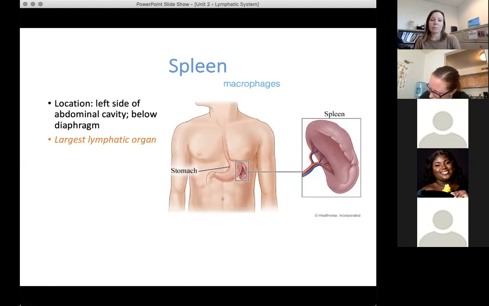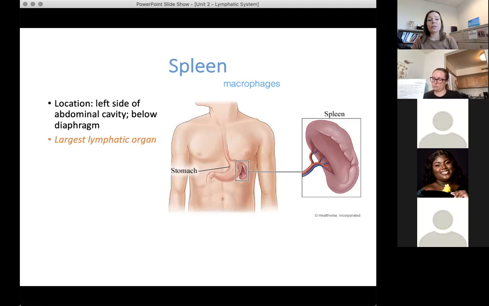It's one of the organs that's most likely damaged because it is a soft organ. The liver's hard, but the spleen is very soft. So it can get lacerated easily. It can get just any kind of damage. It can get damaged really easily. So it can be removed from the body.